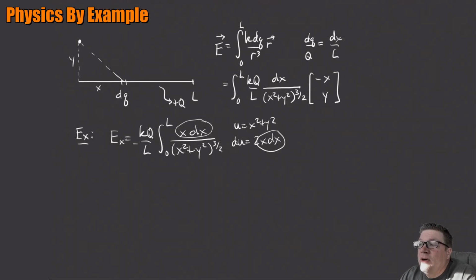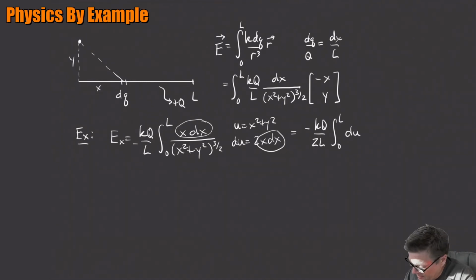Okay, so all I have to do is put in my minus kq over 2L, from 0 to L, du on top, and then I've got my u to the minus 3/2 on the bottom. So there's my integral. That's not so bad. u to the minus 3/2.